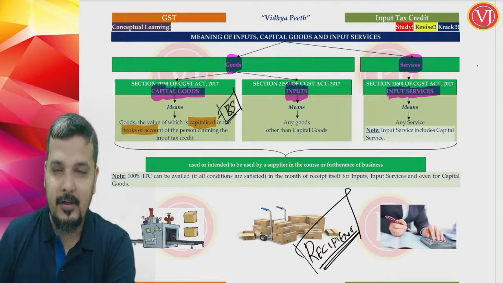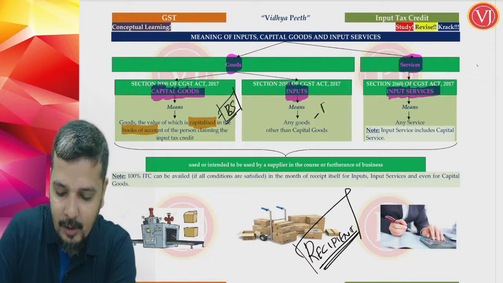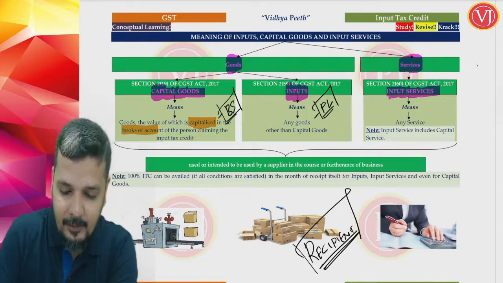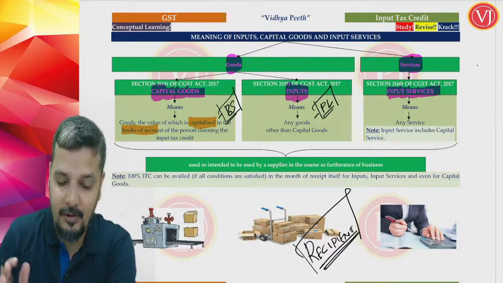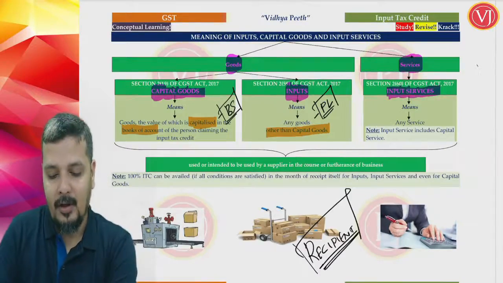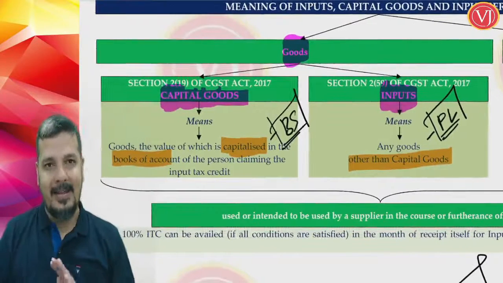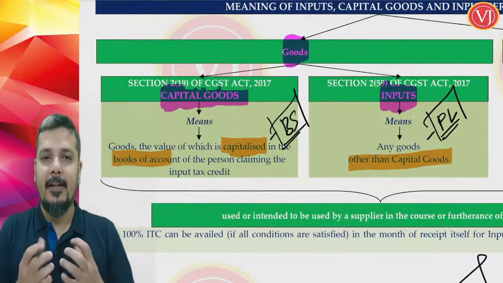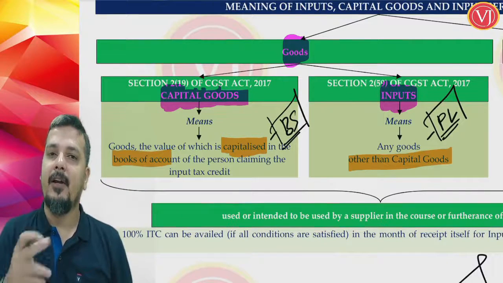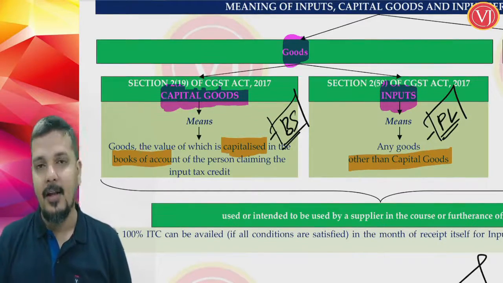If you are purchasing the goods and you are not capitalizing them in your books of accounts, they are not going to the balance sheet, they are going to your manufacturing, trading and profit and loss account, then they are inputs. If you see the definition of inputs in terms of section 2 clause 59, it is any goods other than capital goods. So when you talk about goods, things are pretty simple. When you're getting the goods, see whether they are going to your balance sheet, then it is capital goods. If they are taken to manufacturing account, trading account or profit and loss account, they are nothing but inputs.